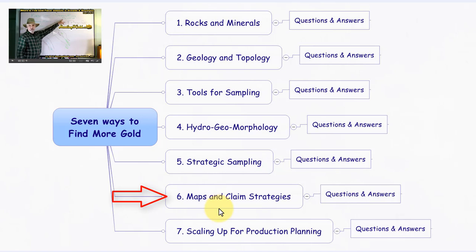And number 7, scaling up for production planning. That covers the area where you take all of these 6 items previously and integrate them together to understand whether or not it's worth investing more in equipment. Because tools for sampling is just the start. There's also tools for mining, and those can be quite expensive, especially if you're scaling up to a large-scale mine, as we've seen on TV. So this is a quick overview of the 7 ways to find more gold.